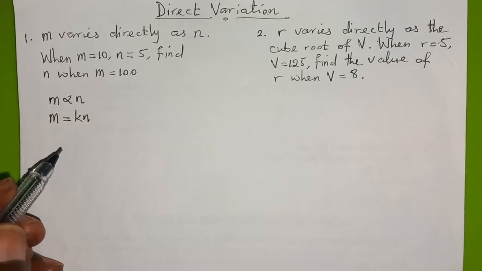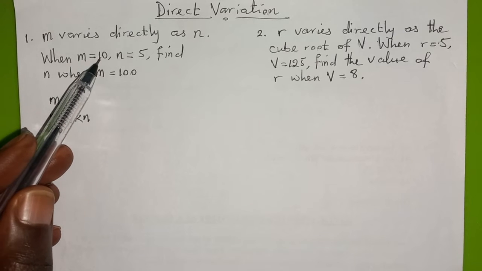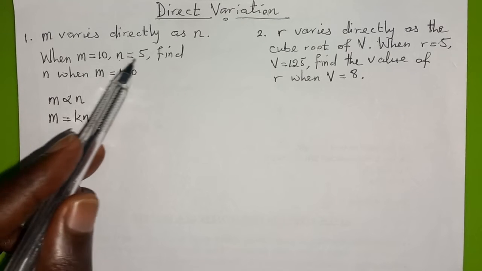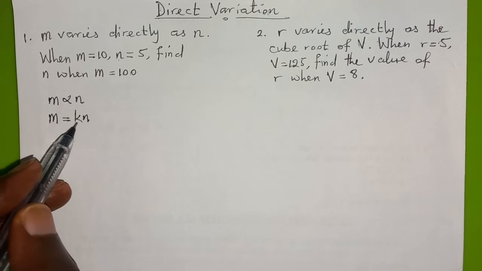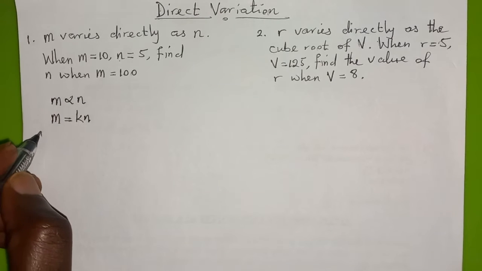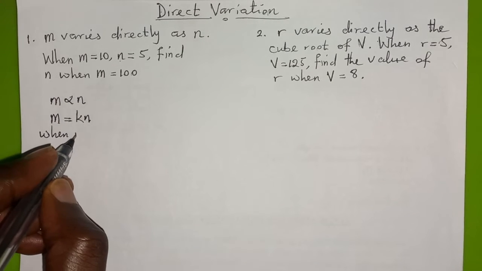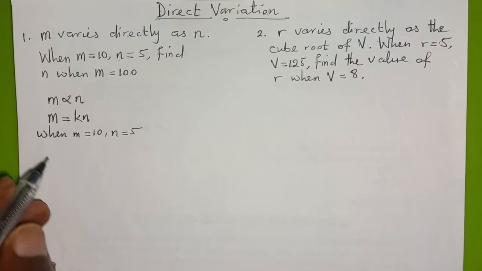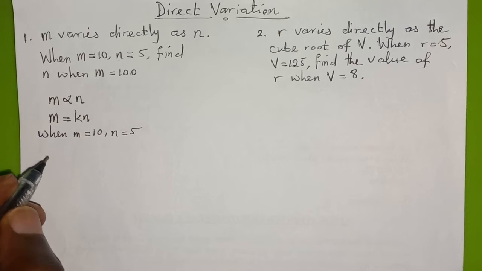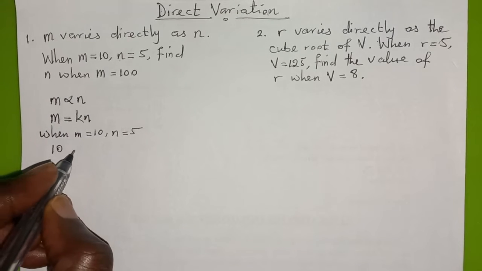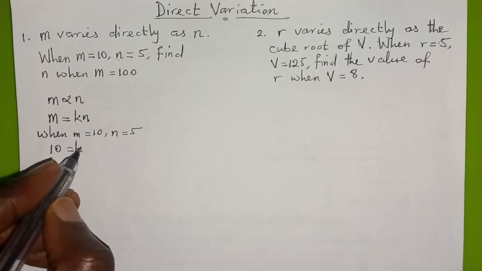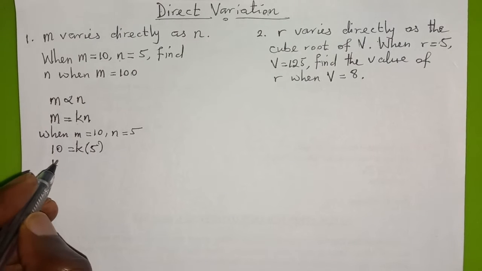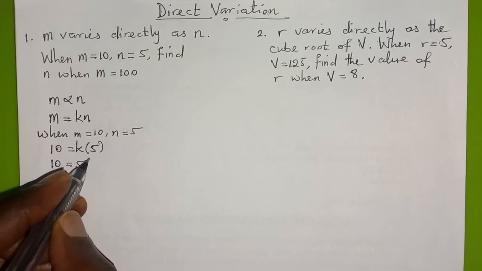All right, so when m is 10, n is equal to 5. These numbers are being given to us so that we'll be able to find the constant of proportionality. So when m is equal to 10, n is equal to 5. So wherever we see m, we will replace it by 10 equals k. Our n is now 5. This will become 10 equals 5k.